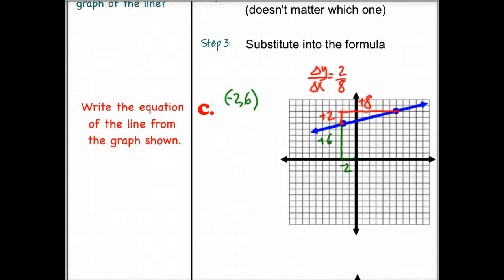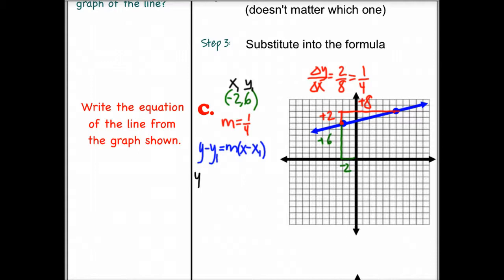You can simplify that so that it'll be 1/4. So what that means is m equals 1/4. And now let's plug it into that formula. We have y minus y1 equals m times x minus x1. And we know that this is x1 and this is y1. So let's plug it in.